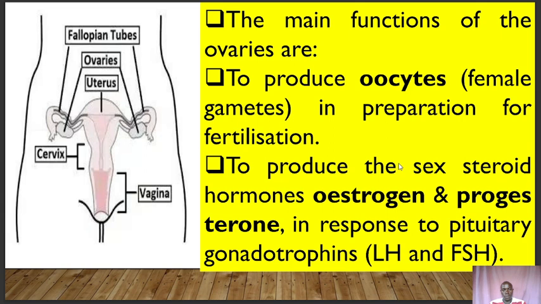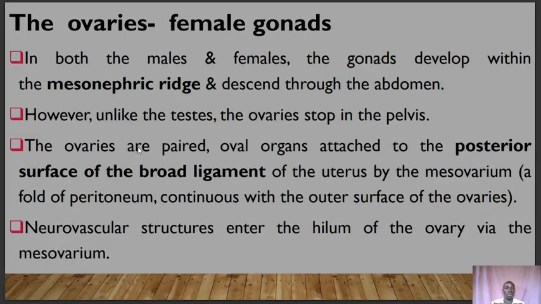Next, after looking at the fallopian tubes, we now look at the ovaries. The main function of the ovaries is to produce oocytes, the female gametes, in preparation for fertilization. The ovaries also assist in production of sex steroid hormones, estrogen and progesterone, in response to pituitary gonadotropins, which are follicle stimulating hormone and luteinizing hormone.